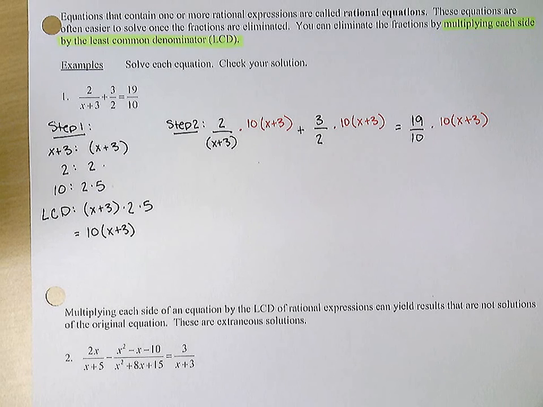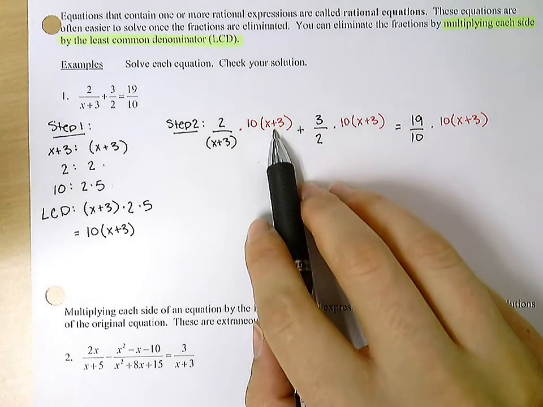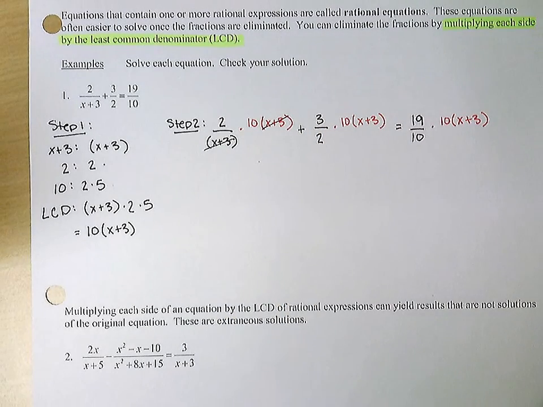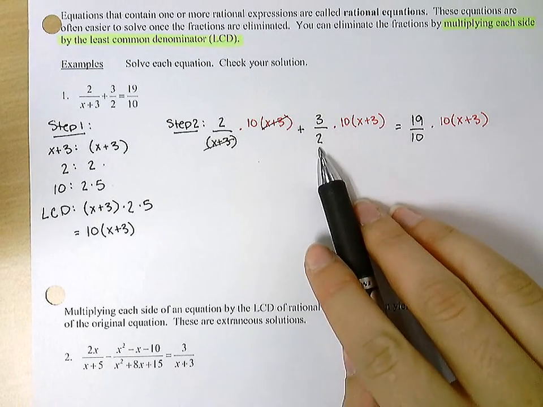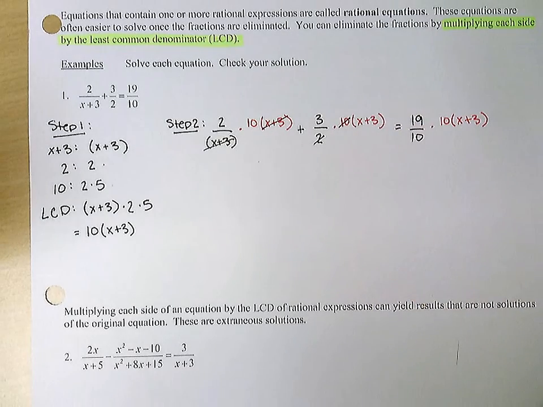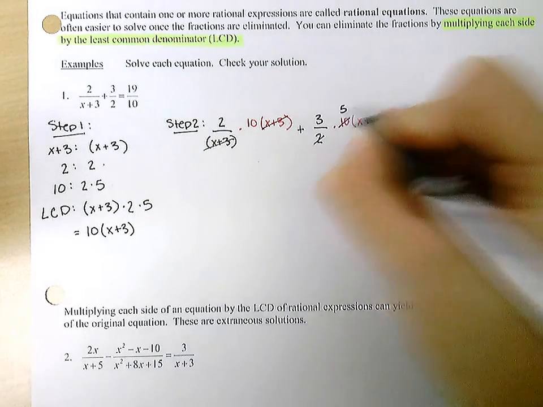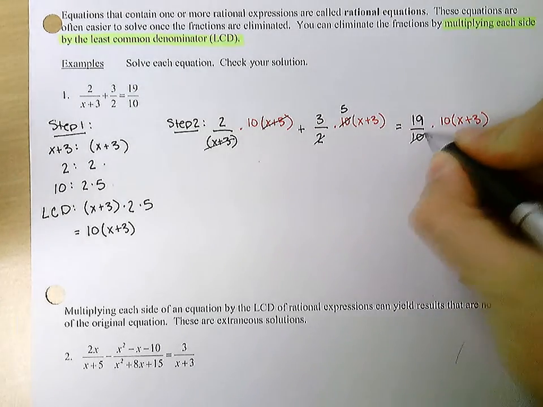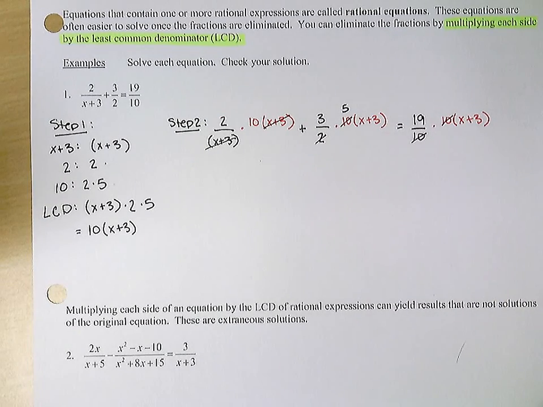So again, by doing this, you're canceling out your denominators. So all three of your denominators should cancel out. So I have an x plus 3 and an x plus 3 in that first one. Those cancel. I have 10 over 2. Well, the 2 will cancel out. The 10 will change to what? 5. Okay, and in my last fraction here, I have 10 over 10, so those cancel out. Okay, so that's why I'm multiplying by that least common denominator.